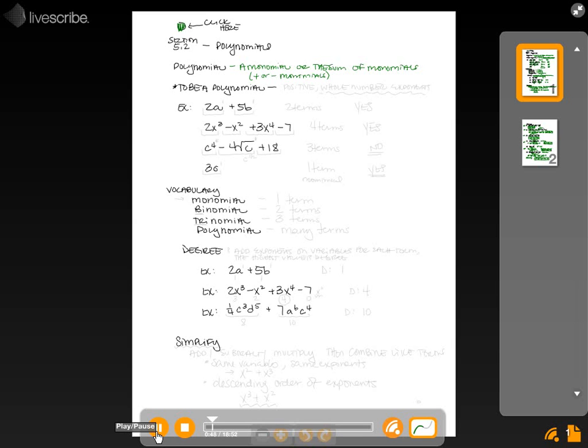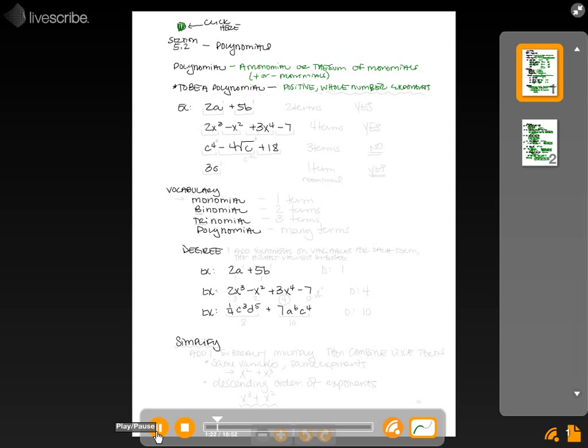To be a monomial, it has to have positive whole number exponents. And we talked in our monomials video about the rules of exponents, how to get those exponents to become positive. If you got a negative one, that was one of our rules of exponents. So if it's got a negative exponent, you could move it to the bottom and make it positive.